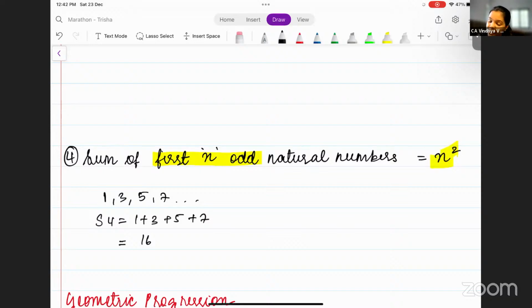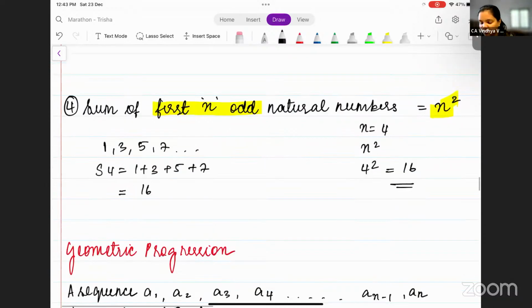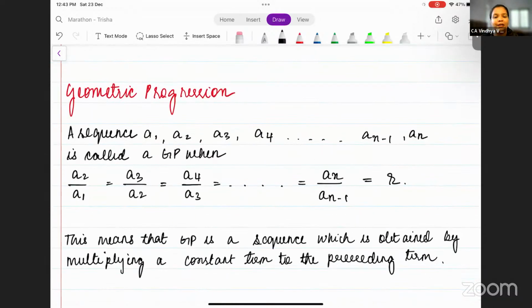So what is n for us? n is equal to 4. Therefore, n square will be 4 square, that is 16. This is the special series concept. I hope this is clear. All right. Next is geometric progression.